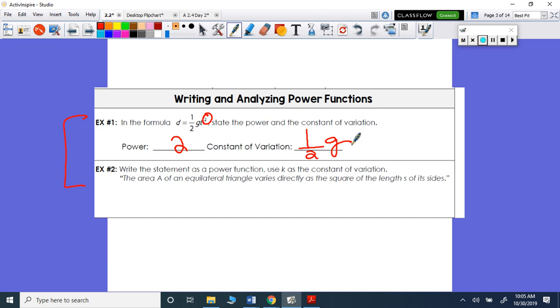Okay. So, Kylie, hold that thought. How did you know it was 1/2 G? Why not just the 1/2? The G is not squared. The exponent is associated with the variable. You got it.